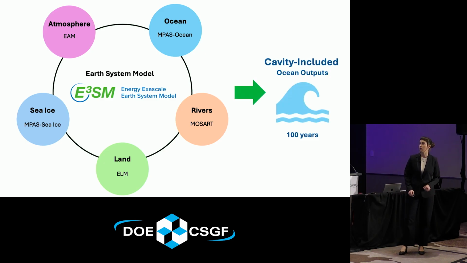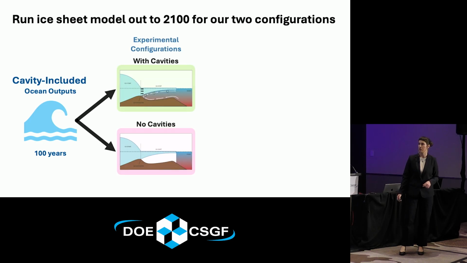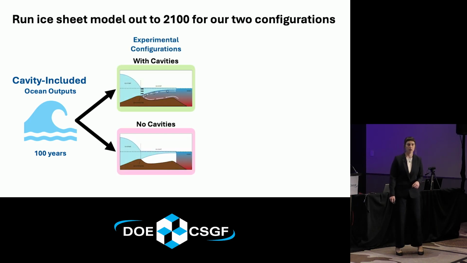And so now we can run this Earth system model forward for 100 years from 2000 to 2100 under a moderate carbon emission scenario. And we can generate ocean outputs from this Earth system model, so temperature and salinity of the ocean, with that information included in cavities. So we can take all those ocean outputs and we can create 2 different experimental configurations.